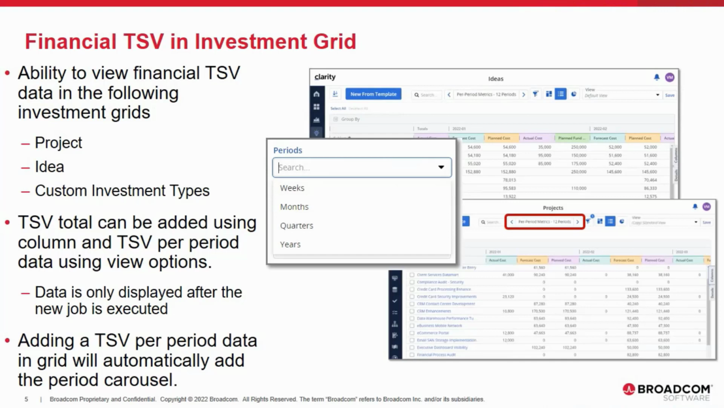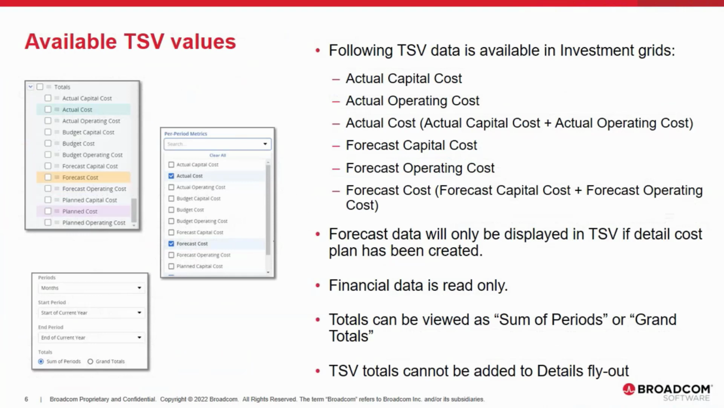Adding a TSV per period data in the grid will automatically add the period carousel, which allows the user to go forward or backward within the defined time periods. As part of this release, the following TSV data is available in investment grids: the actual capital cost, actual operating cost, actual cost, which is the sum of the capital and the operating cost, forecast capital cost, forecast operating cost, and forecast cost, which is the total of the forecast capital cost and forecast operating cost.